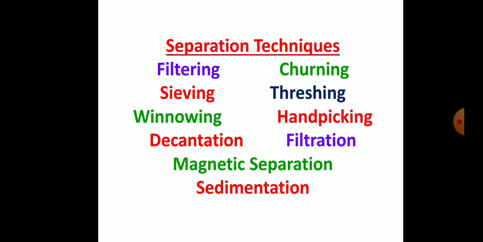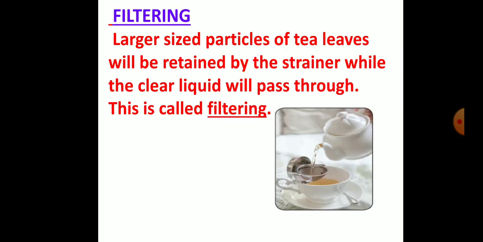Separation techniques: filtering, sieving, winnowing, decantation, magnetic separation, sedimentation, filtration, hand picking, threshing, and churning. Filtering. Larger sized particles of tea leaves will be retained by the strainer while the clear liquid will pass through. This is called filtering.